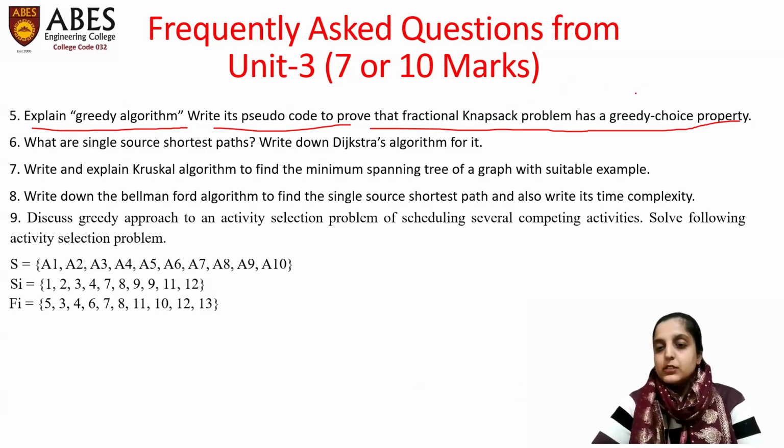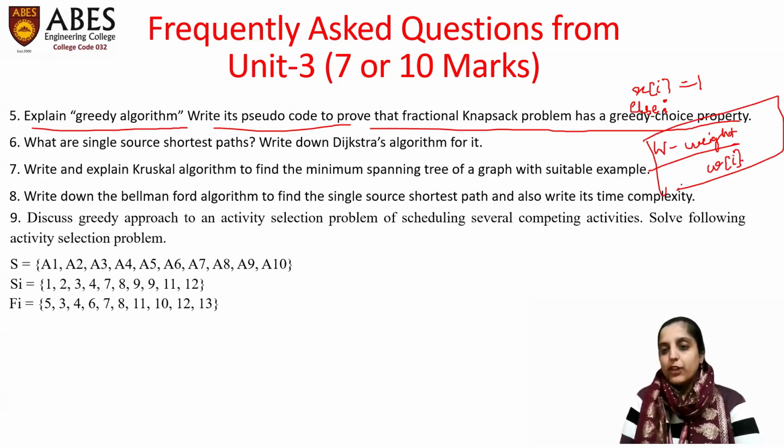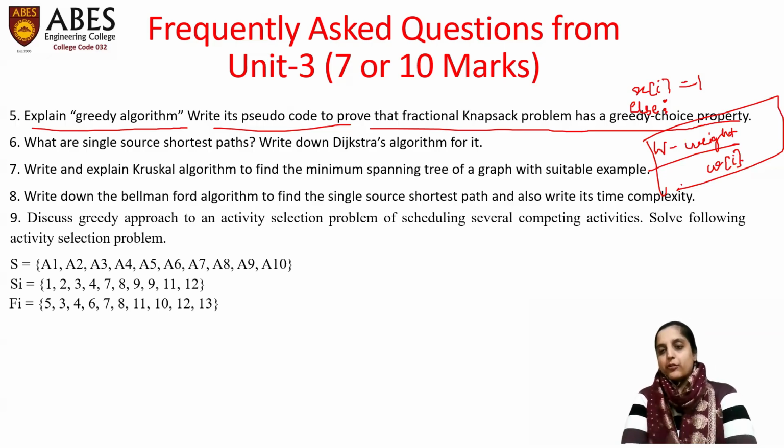Now, when an item is picked fully, then we denote it as x of i equals 1. But if the item is broken into a fraction, it will jump to the else part, where the formula is W minus weight upon weight of that particular item. So this is the fractional knapsack property, where we are breaking the item into some fraction in order to get some amount of profit.